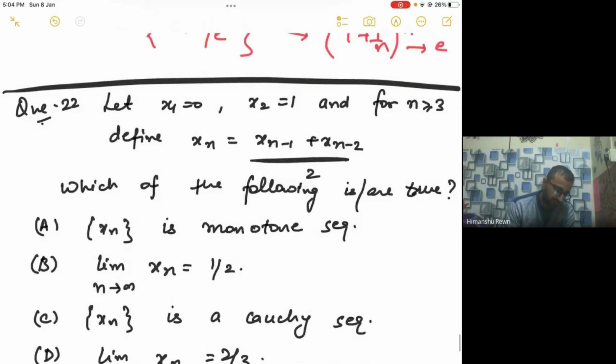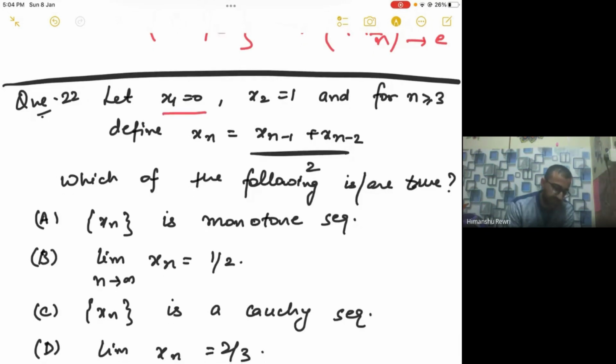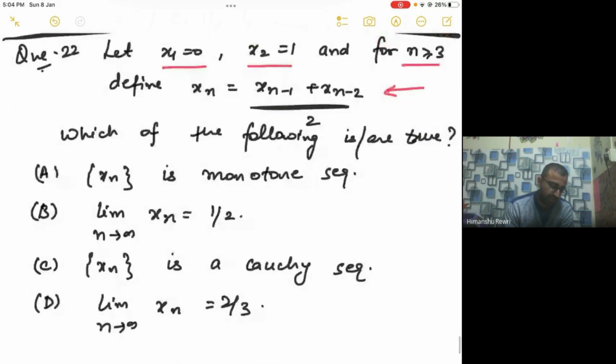This is the last question I have. In this question, we have x1 is 0, x2 is 1, and for n greater than or equal to 3, we define xn in this way. The question is about whether xn is a monotone sequence, whether limit n tends to infinity of xn is 1 by 2, whether xn is a Cauchy sequence, and whether limit n tends to infinity of xn is 2 by 3.